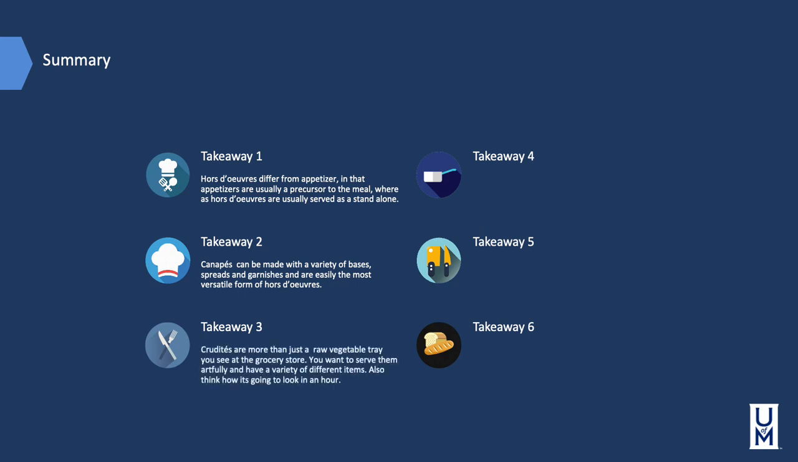Crudités are more than just raw vegetable trays that you see at the grocery store. You want to serve them artfully and have a variety of different items. Also, think about how that tray is going to look in the next hour when everybody gets a hold of it. You also want to have smaller versions of these trays so that you can change them out more frequently. Even when they get about halfway destroyed, you don't want to leave it sitting there with just a little bit of food on it. You always want to keep them fresh and updated.